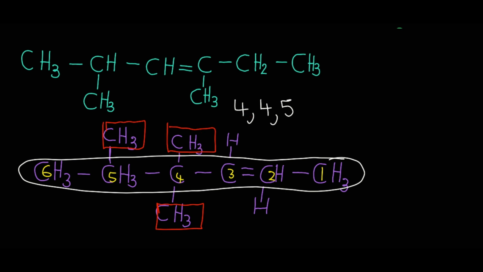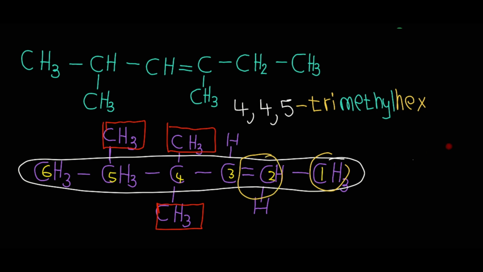So because they are 3 and the same thing, we say tri, and because they have one carbon we say methyl, and then from there we write the root. We have 6 carbons so we say this is hex, and then now we specify the double bond. The double bond is at carbon 1 2, so we say 2, and then from there we write the suffix which is ene.